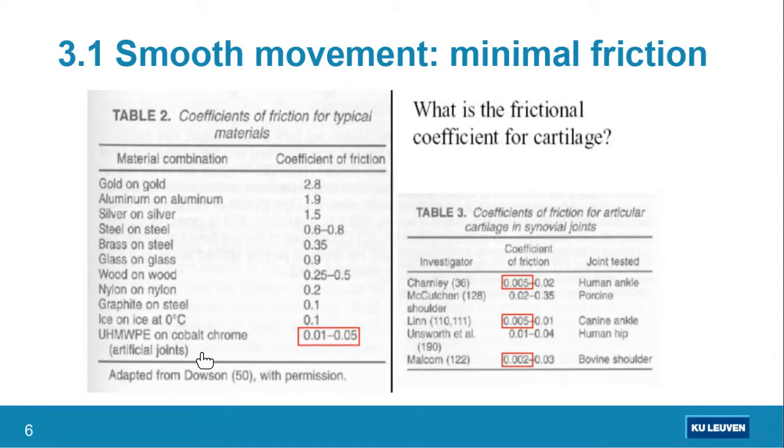Also, if we have a look at this material, which is the one that is used for artificial joints, the coefficient of friction is around 0.01 to 0.05. Then in table 3, you can see the coefficient of friction of the native articular cartilage, which is around 0.005. So it's much lower than any material that we are able to create. As human beings, we haven't been able to create a material that is better than our native articular cartilage, which I think is very impressive.